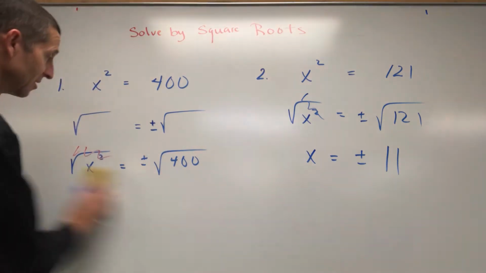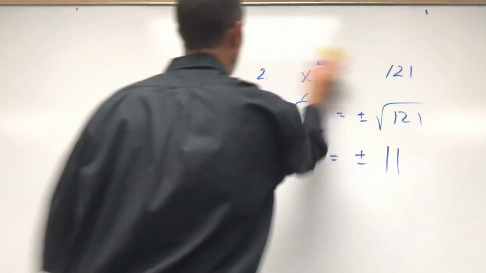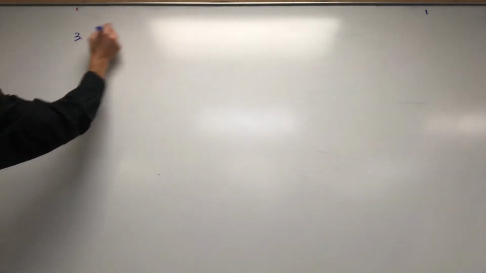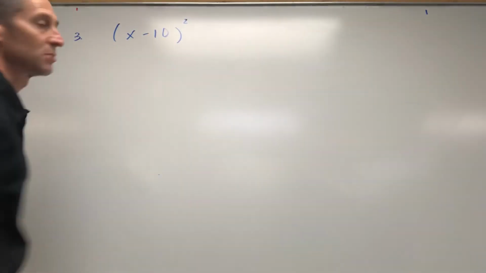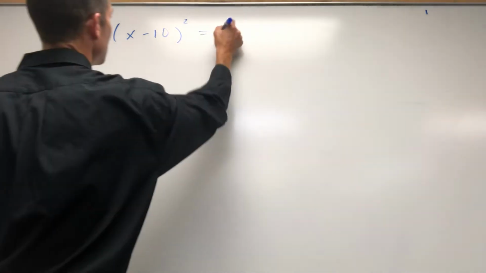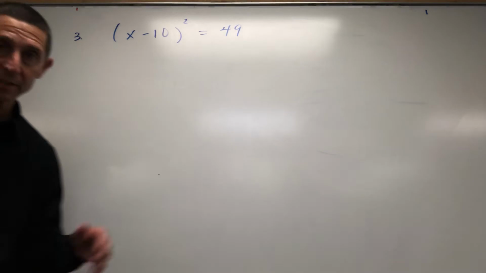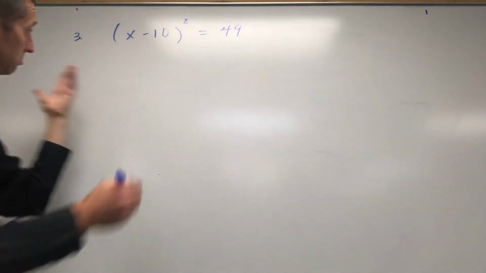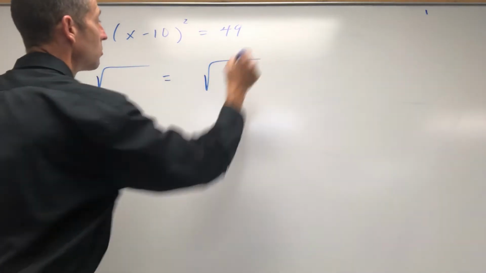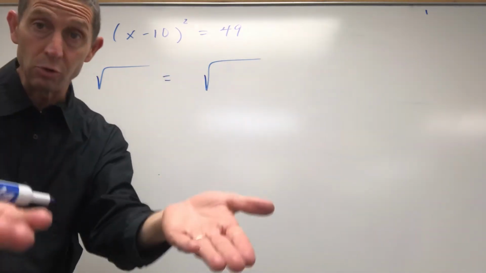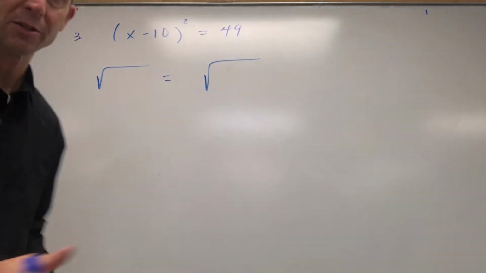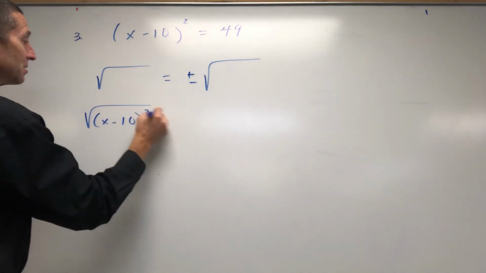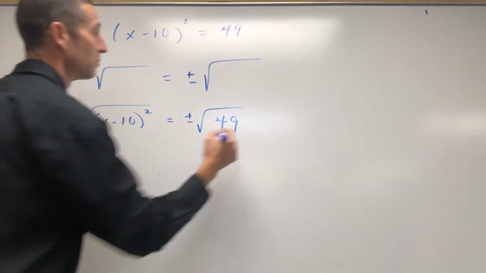Solving by square roots. Here we go. So let's go x minus 10 squared equals 49. Okay, this time it's a group that's squared. So you want to unsquare this. So the strategy's still the same. We're going to bring in the square root of both sides. You brought in the square root, you have to bring in plus or minus. Don't forget it. So here is x minus 10 squared, plus or minus 49.